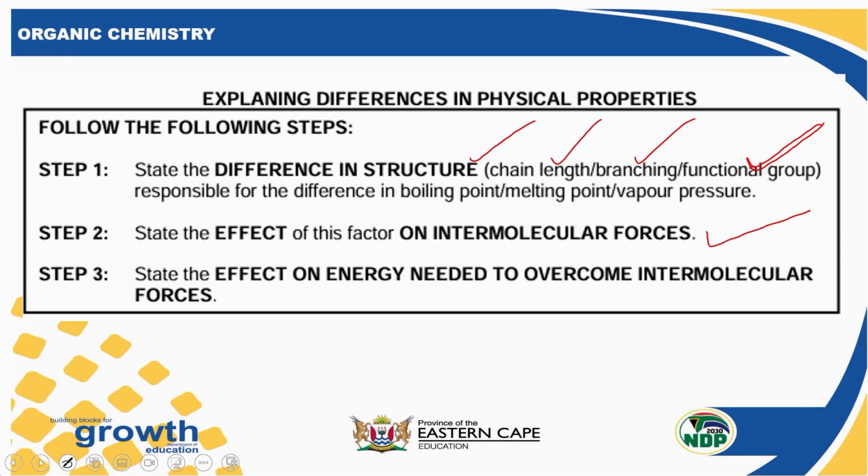So you need to look at the effect of this factor on their intermolecular forces. And lastly, you need to look at how the energy will be. Now we talk about the energy that is needed to overcome intermolecular forces. The problem with learners is that they do not talk about the energy that is needed to overcome intermolecular forces, but they talk about energy that is needed to break bonds. Remember, we don't talk about breaking of bonds, but we talk about overcoming the intermolecular forces that exist between the molecules of these organic compounds.